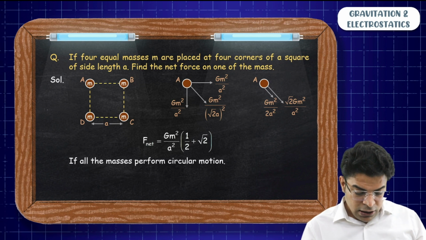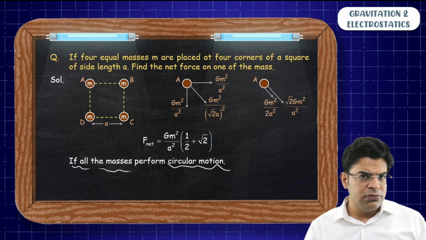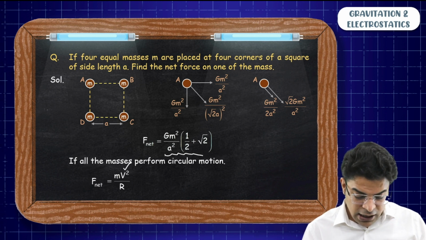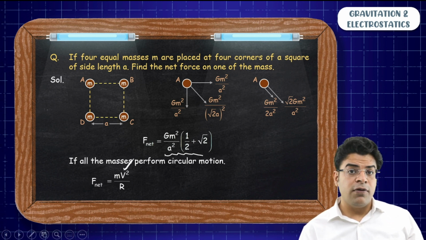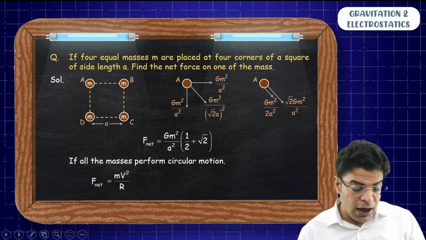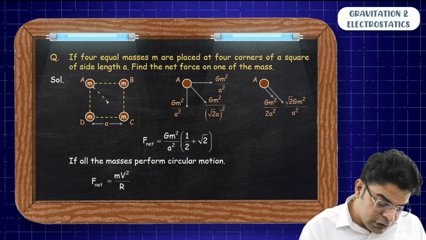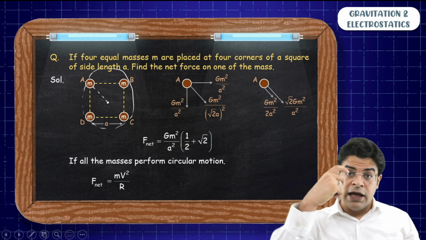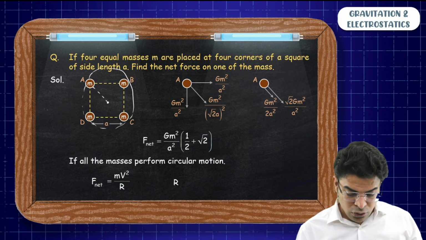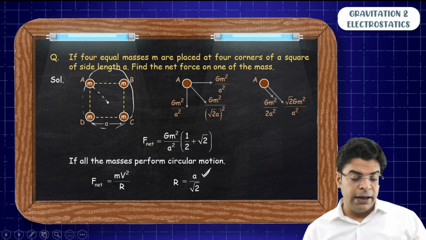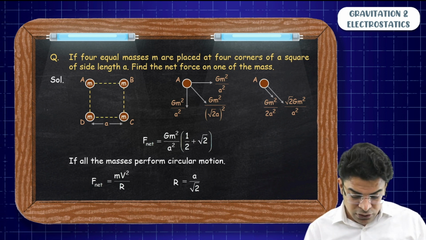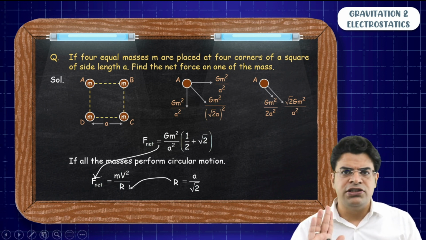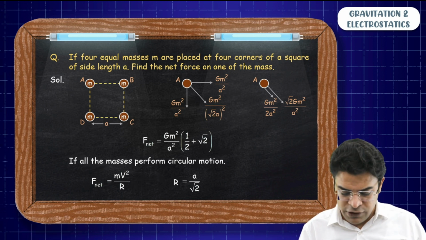So if all the masses perform circular motion like in the previous question, then you can write the net force acting towards the center has to be equal to the net centripetal force, that will be mv square upon r, and the radius of this circle will be nothing but half the length of the diagonal, that will be root 2a by 2, that becomes a by root 2. So if you substitute r here and F net here, you can find the speed if asked in the paper, but you should know how to find the F net.